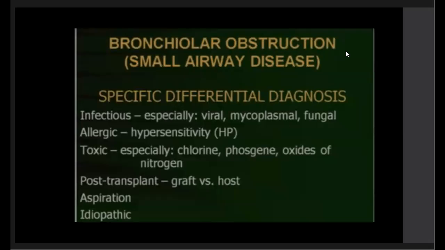Bronchiolar obstruction, small airway disease, has a specific differential diagnosis. We have infection, especially viral, mycoplasma, and fungal. We have allergic hypersensitivity pneumonitis, as we saw in the previous example. We have toxic causes, chlorine and other materials. We have post-transplant graft versus host disease, aspiration, and idiopathic causes, and this we will tackle in the CT lecture.